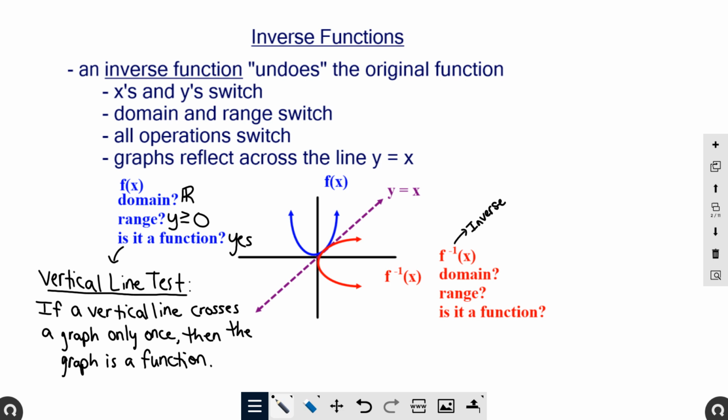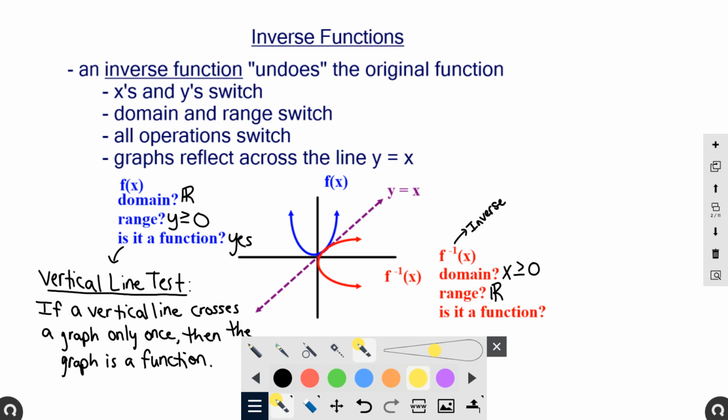So domain again is how far the graph goes left and right. Does this red graph go everywhere left and right? No, it only goes to the right. So we would say x is greater than or equal to, and where does it look like it starts at? 0. Now, range is how far the graph goes up and down. Well, this parabola now is on its side, and it gets wider as it goes out. So how far does it go up and down? All real numbers.